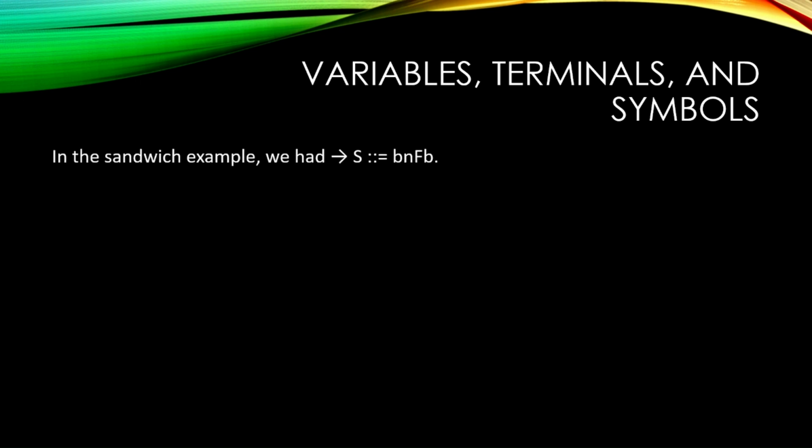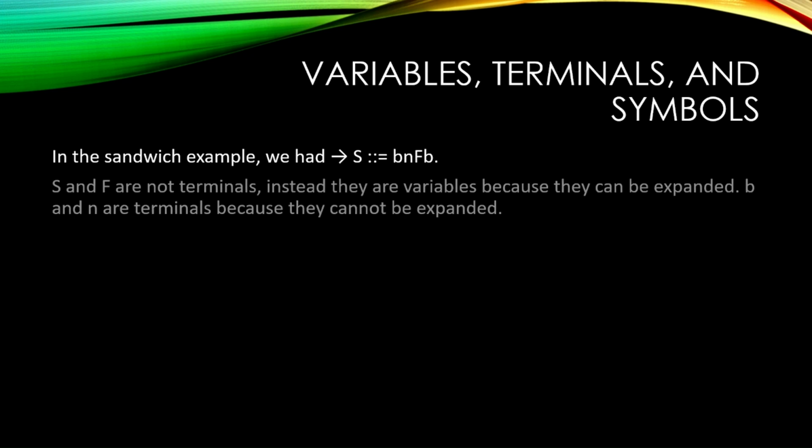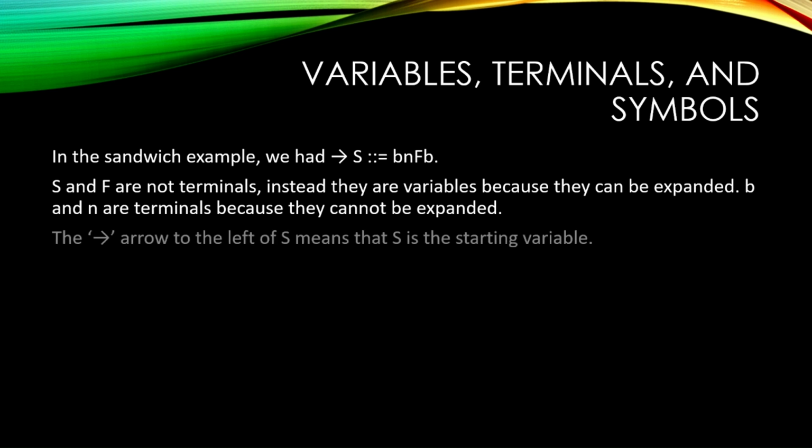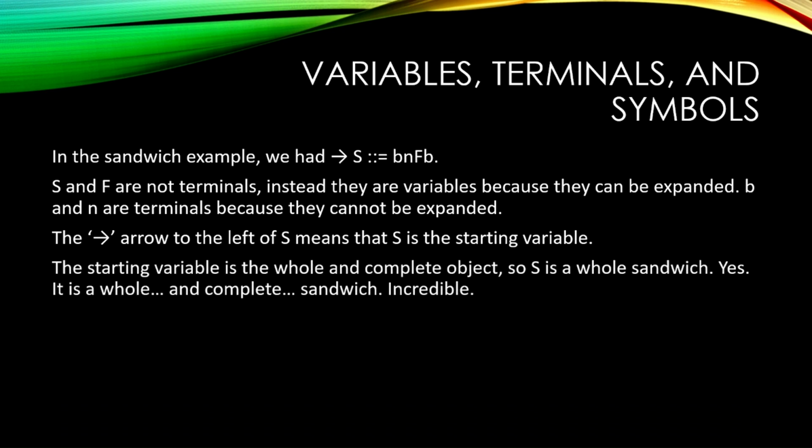So the variables, terminals, and symbols we used: we had the arrow to start off, and then S, a variable, the expand symbol, and then some terminals and a variable F. So S and F, as we said before, are not terminals. Instead, they are variables because they can be expanded, and this is denoted by them being uppercase. B and N are terminals because they are lowercase, so they can't be expanded. The arrow to the left of S means that it's the starting variable, and we can visualize it by saying the starting variable is the whole and complete object. So S is a whole and complete sandwich. Incredible.